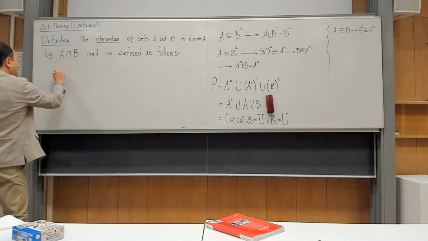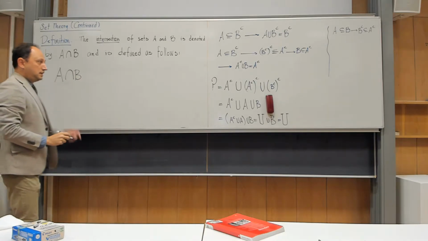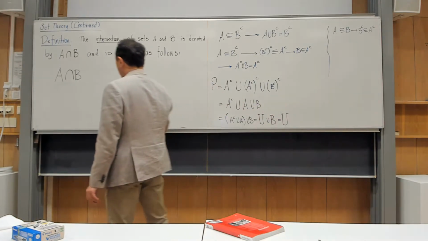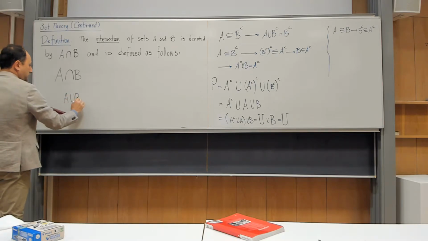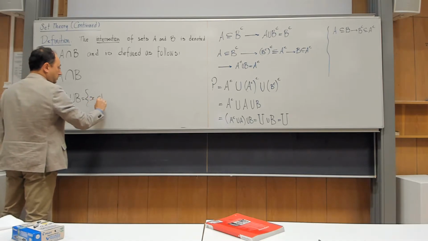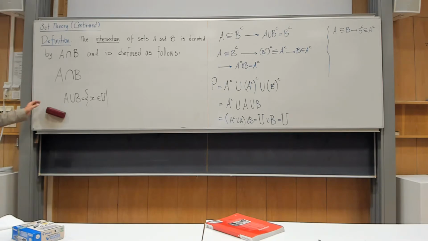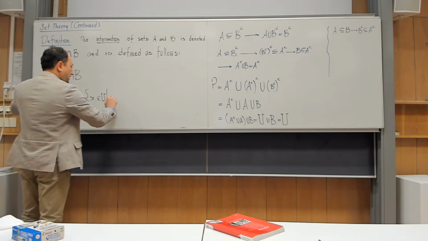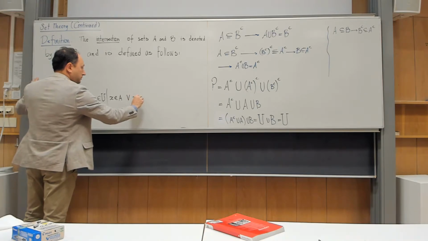Okay, so A intersection B. Before this, let me just remind you of what A union B was. Do you remember? It was the set of all elements, of course from the universal set, such that X belongs to A or X belongs to B. I use this symbol for or.